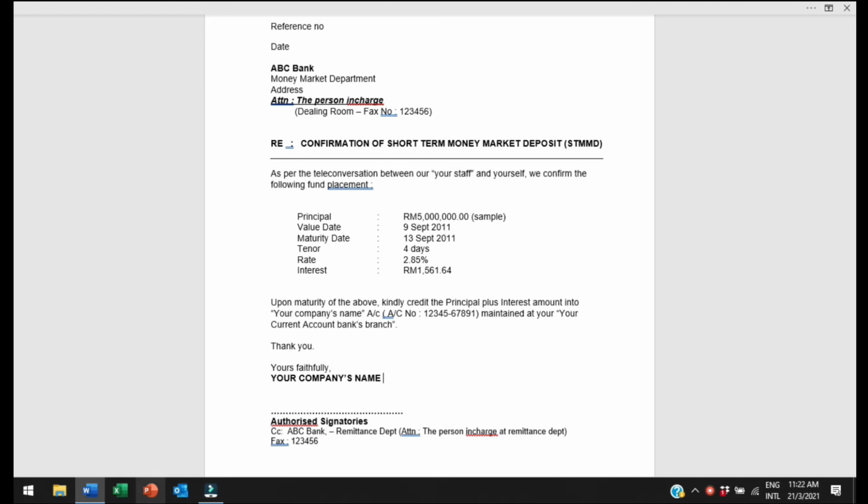Essentially, you just write your reference number, the date, and your bank's address. Don't forget to state the person that you are dealing with as well. Just follow the sample of the letter. Write down the principal amount, value date or today's date, the maturity date, tenure, and the rate. You may calculate the interest earned and state the amount in the letter as well. Just copy the rest and ask your authorized signatories to sign the letter.